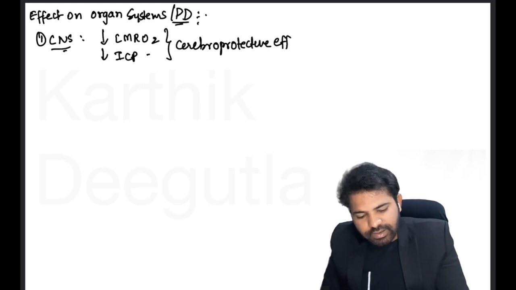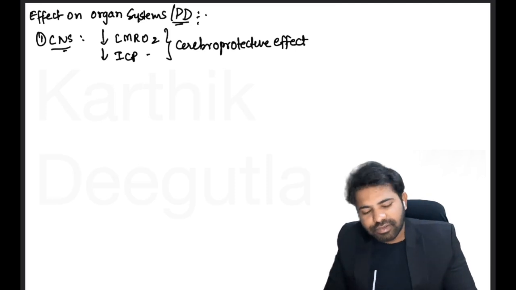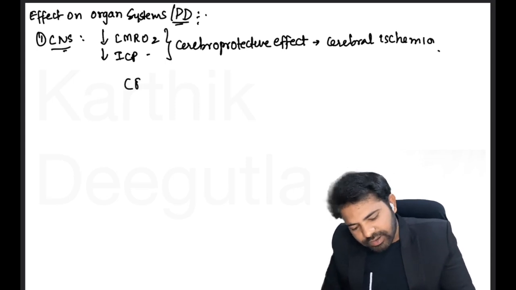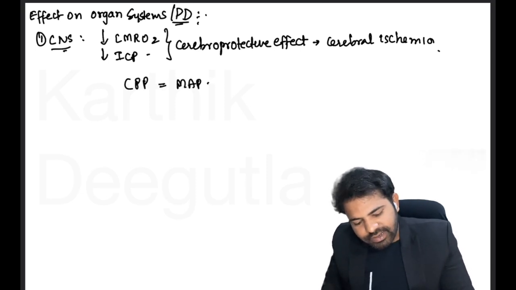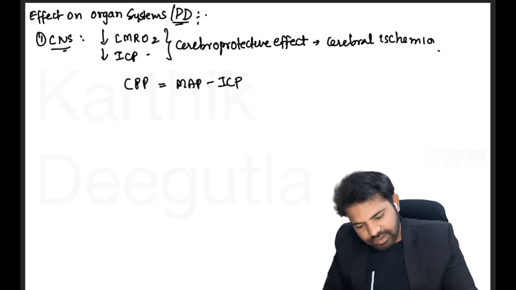Cerebroprotective effect. When is this useful? Whenever there is a cerebral ischemia, this is very useful. We already know that cerebral perfusion pressure is mean arterial pressure minus intracranial pressure.